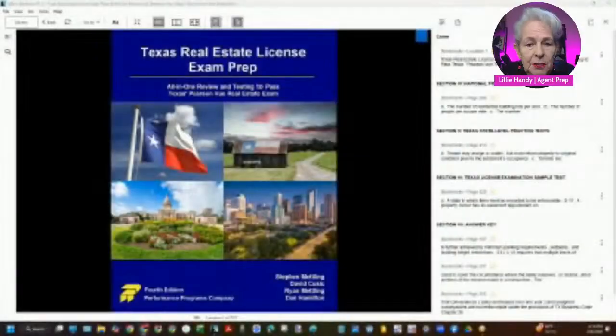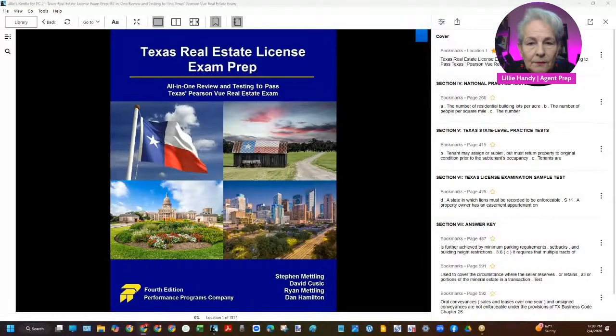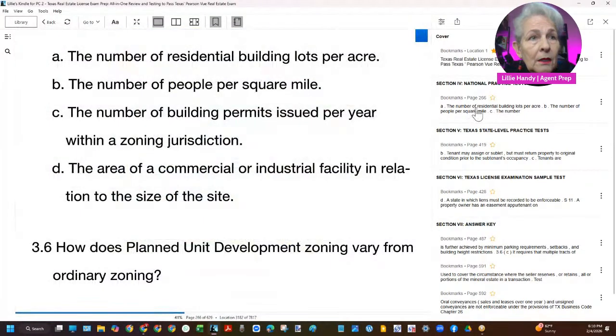So today we're continuing with national questions dealing with land use, legal description, and contract law. And so let me share. Okay, so this is the book that we're using, and we'll continue to use this throughout all the sessions that we do. And so today we're at test number 3, number 6.